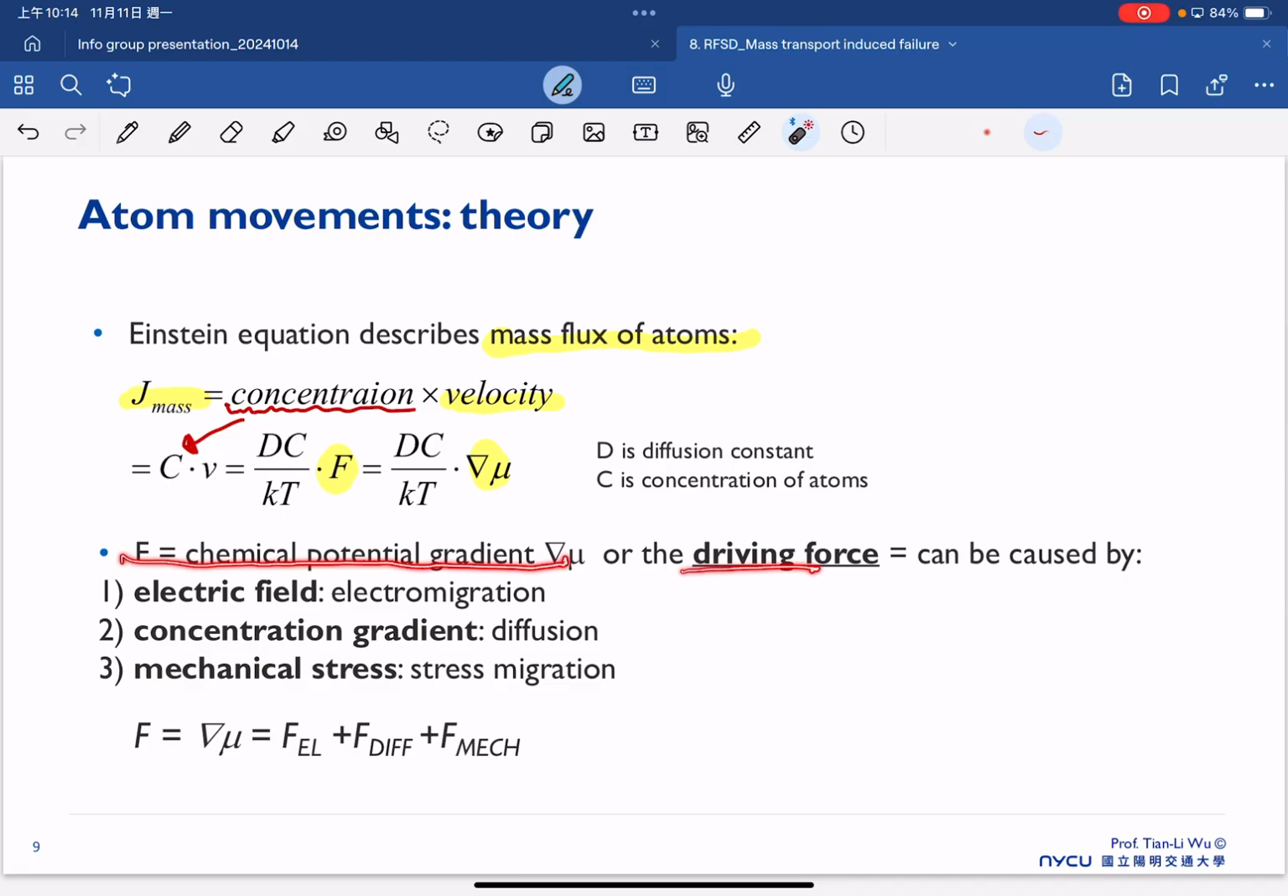And this driving force can be caused by three different factors. The first one is electric field. The second is concentration gradient. And the last one is mechanical stress. So these three factors in the end will decide our driving force. Therefore, our driving force will be equal to these three, and how large this F is will in the end determine the mass flux of the atoms here.